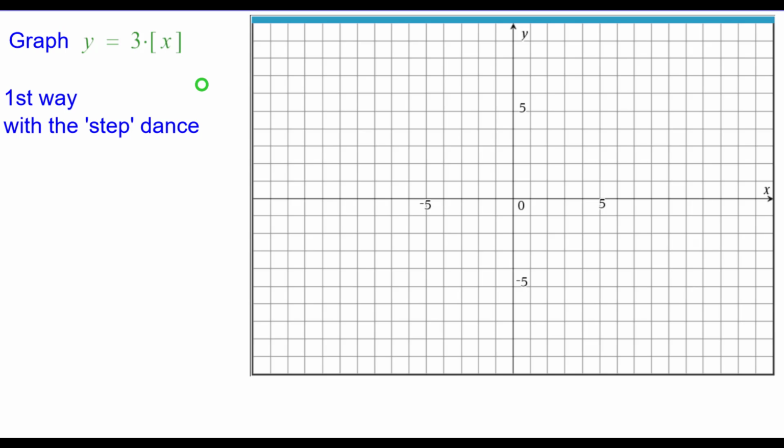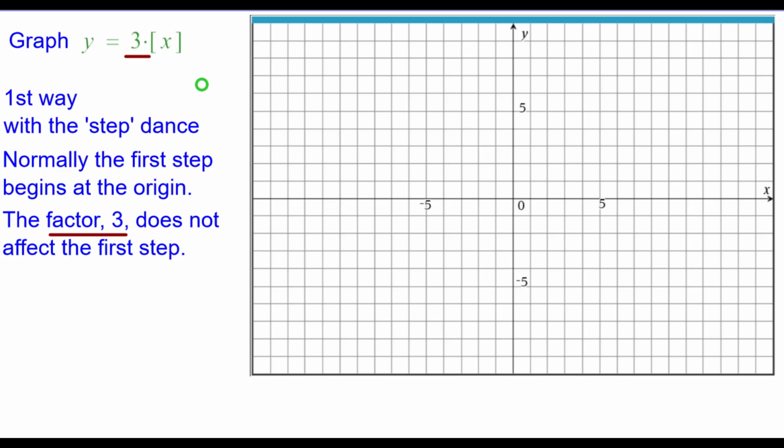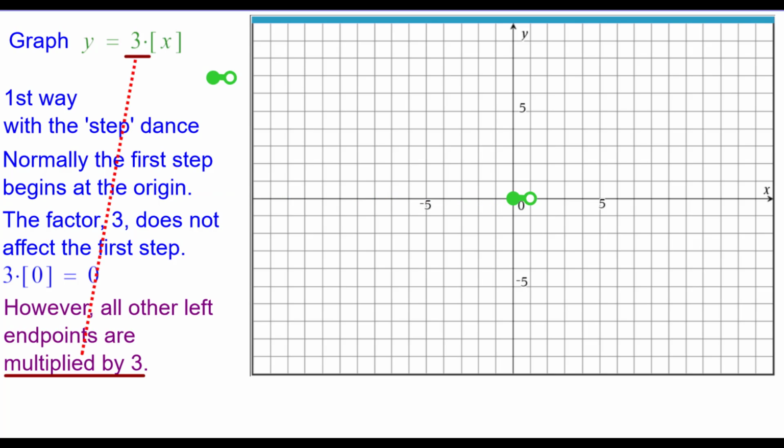The first way is with what we call the step dance. Normally the first step begins at the origin, but the factor 3 does not affect that first step because 3 times the greatest integer 0 is still 0. So we'll plot that first step. All other left endpoints will be affected by multiplying by 3, however.